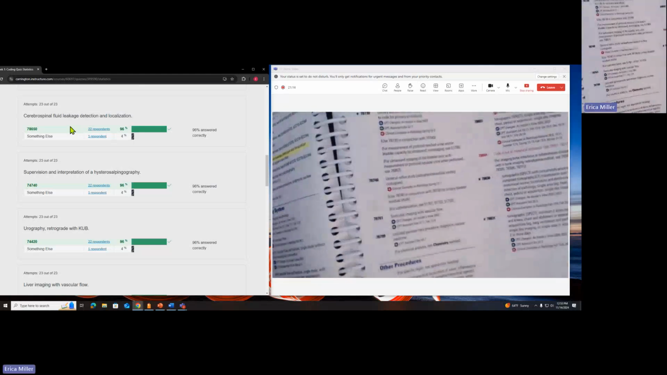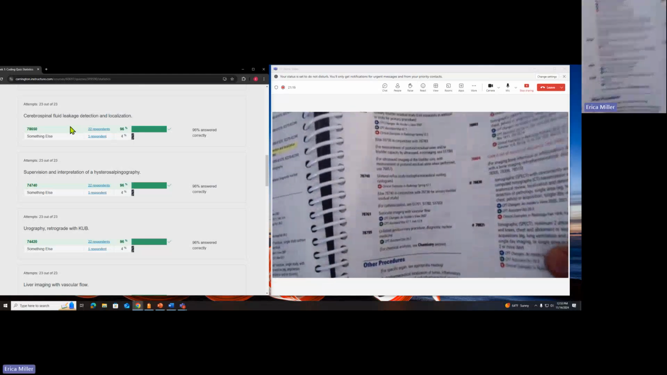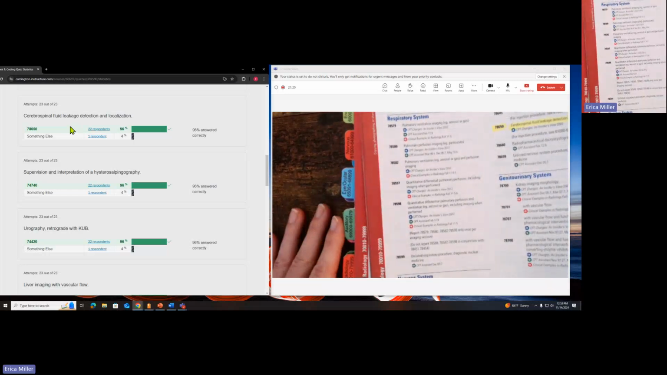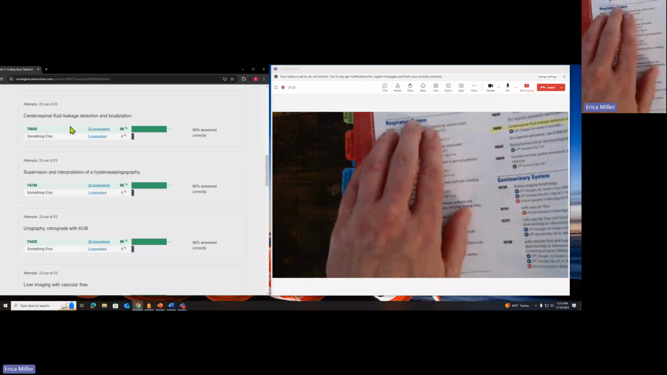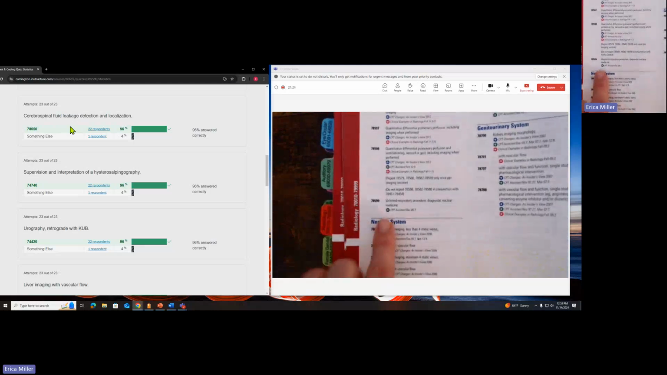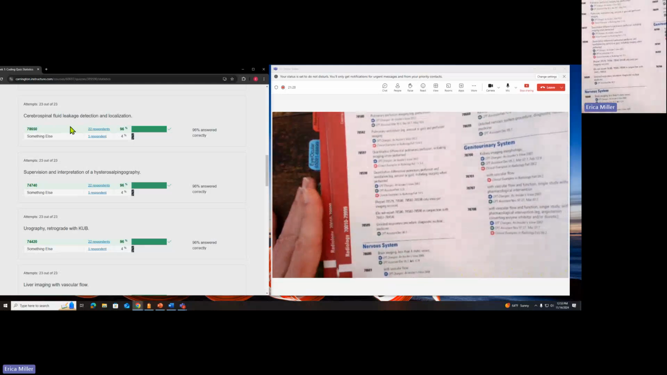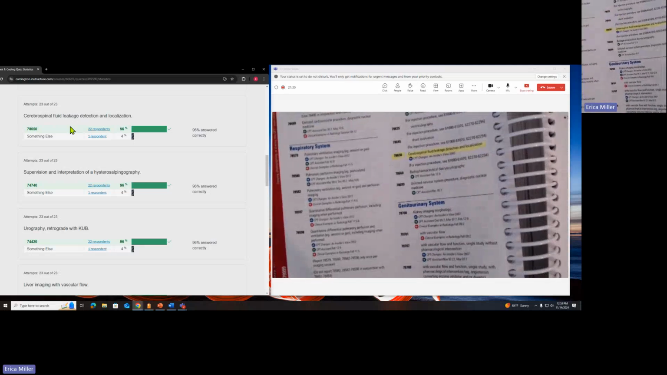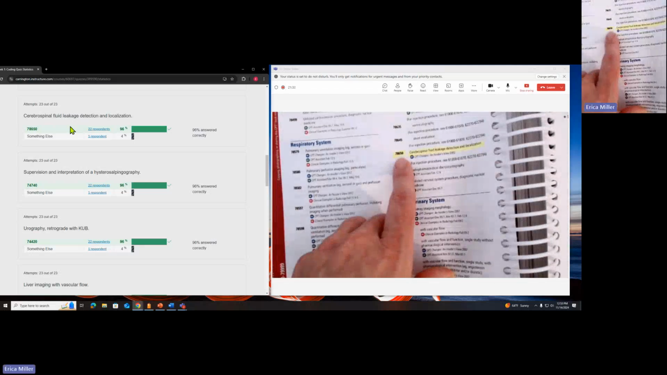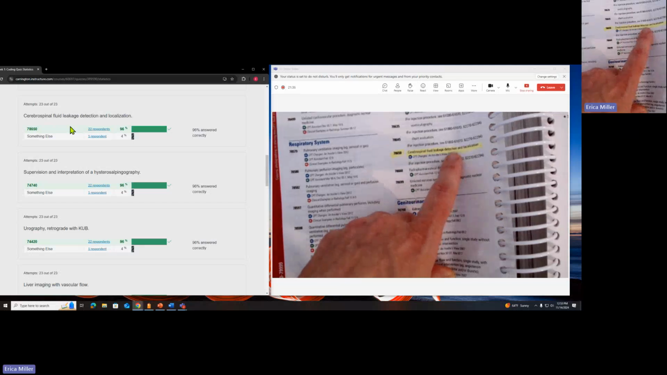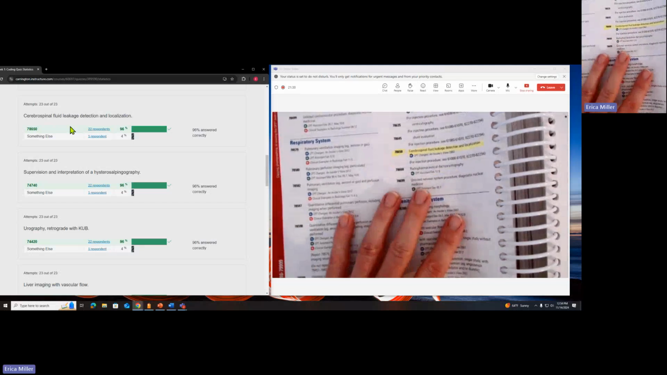Another thing I wanted to point out to you is how the radiology section in your CPT book breaks things down by body system. So here we are in the nervous system. Excellent. And then you'll find 78650, cerebrospinal fluid leakage detection and localization.